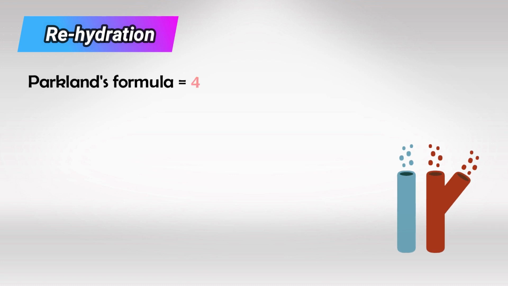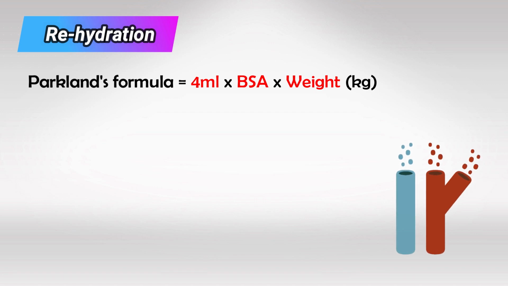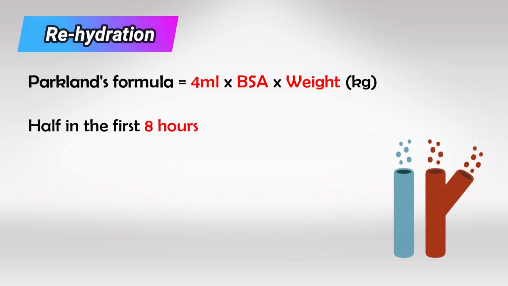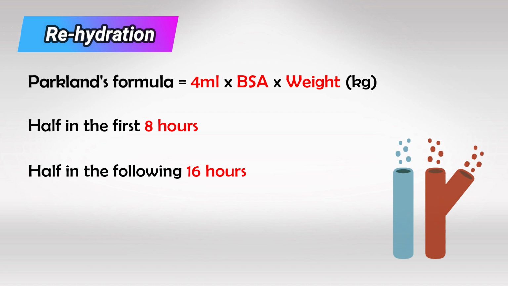It simply states that you give the patient a volume of Ringer's lactate equal to 4 ml multiplied by body surface area multiplied by weight in kg. So 4 ml, we have no problem with that. The body surface area, which we'll talk about in a second, and the patient's weight in kilos. You give half of this amount in the first 8 hours, and you give the other half in the next 16 hours. And that concludes for a full 24 hours.